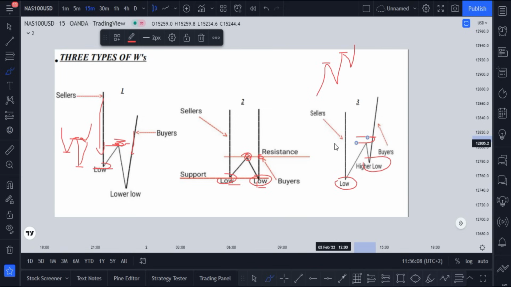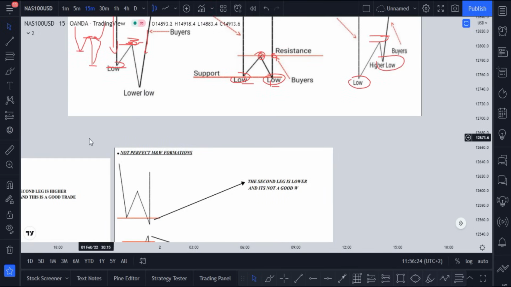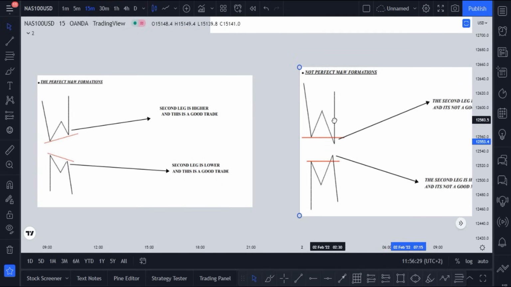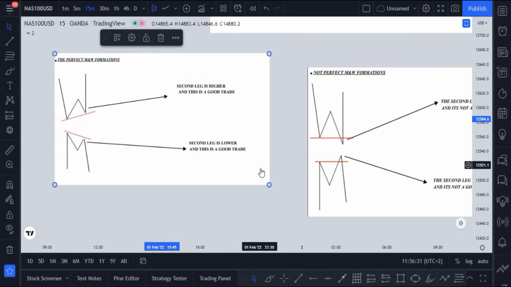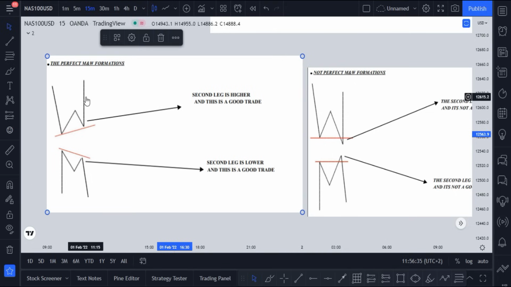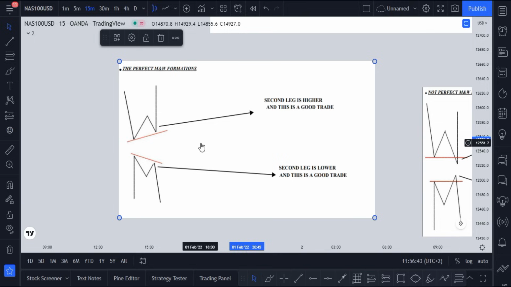So that is basically the 3 types of W formations that you need to understand and be looking for in the markets. Now moving on, we are going to take a look at examples of perfect and non-perfect M and W formations, right? So just starting off with the perfect M and W formations. As you can see right here, what we're just explaining to you right now with this last example that we had, why we call this a perfect M and W formation.